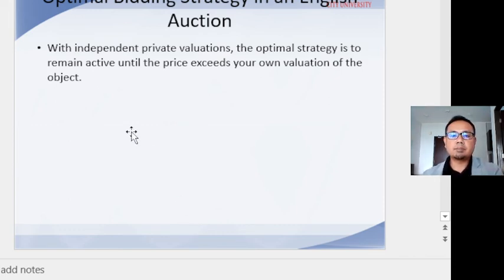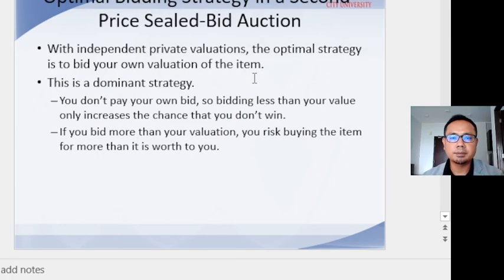So, the optimal bidding strategy in an English auction with independent private valuation. The optimal strategy is to remain active until the price exceeds your own valuation of the object. So that's a very straightforward strategy: just remain active until the price exceeds your own valuation. And this is what they call a dominant strategy.